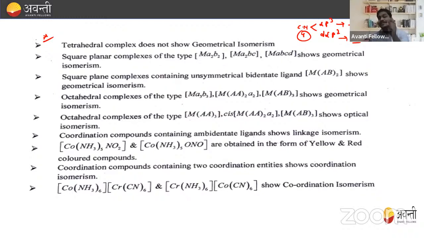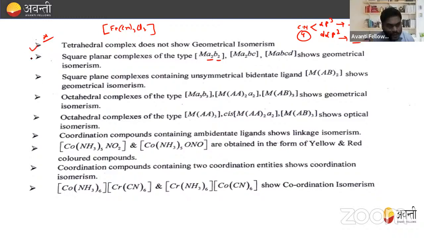Square planar complexes of the type Ma2b2, Ma2bc and Mabcd show geometrical isomerism. So just remember this, square planar complexes show geometrical isomerism, but only these three types, that is Ma2b2. What is here A2 and B2, beta? A2 and B2 mean ligands. Like if I'm talking about, this is Pt and this is en2 and this is Cl2, like that. So these are the ligands A2 and B2. Square planar complexes of this type show geometrical isomerism.